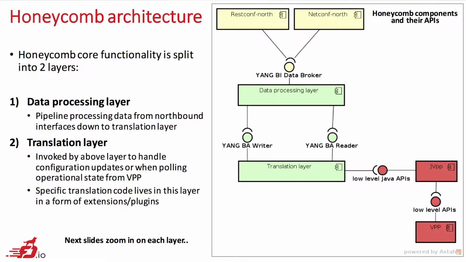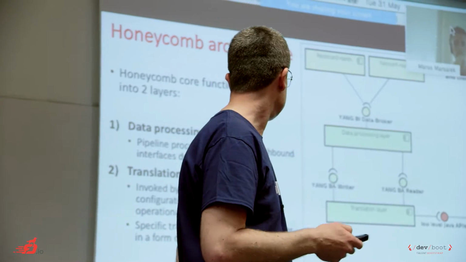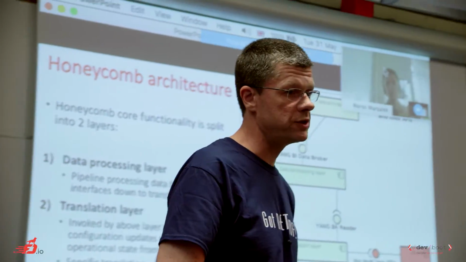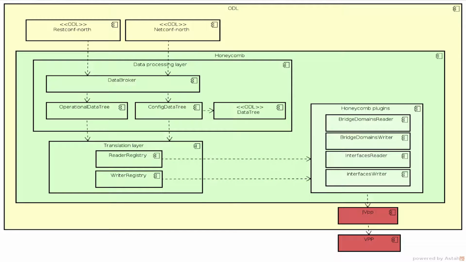The way that Honeycomb, which are the green bits, speaks to VPP is via the JVPP, which is part of VPP, and is basically using the low-level Java APIs. And the JVPP is auto-generated by the code that the team produced. So this is the functional diagram that I asked them to provide, and I think I can talk to some of it. I cannot talk to all of it.